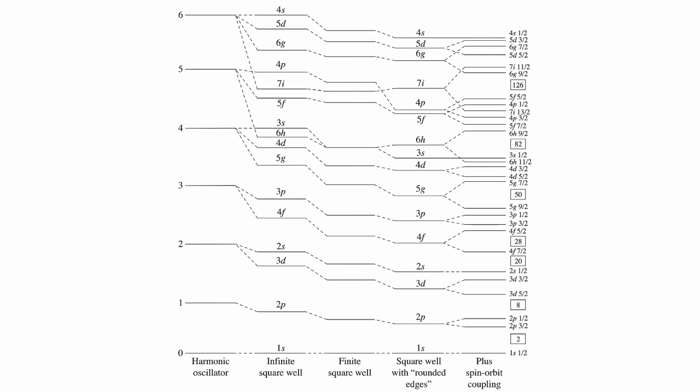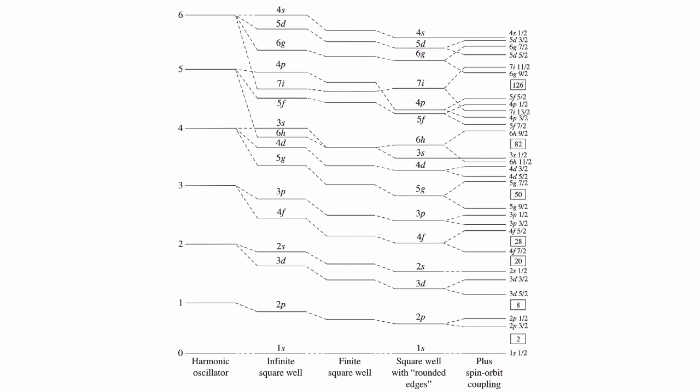Now we can also use harmonic oscillators, which is not as good as the infinite square well. Then we can say, well, it's not quite infinite. That's going to shift everything a little bit and also create some degeneracies across the board. Then we can improve this. We can add spin-orbit coupling. We can have square wells that have rounded edges. And at the end of the day, we obtain a very good model.